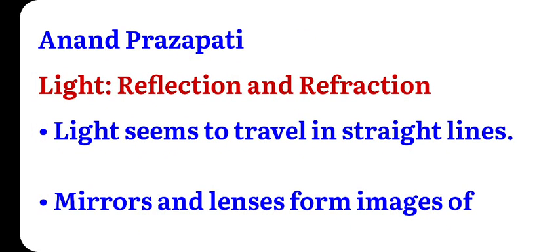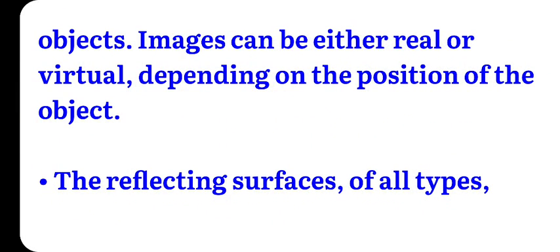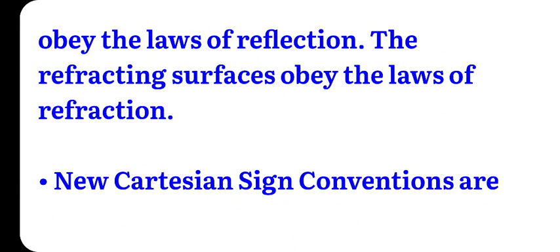Light, reflection and refraction. Light seems to travel in straight lines. Mirrors and lenses form images of objects. Images can be either real or virtual depending on the position of the object. The reflecting surfaces of all types obey the laws of reflection.